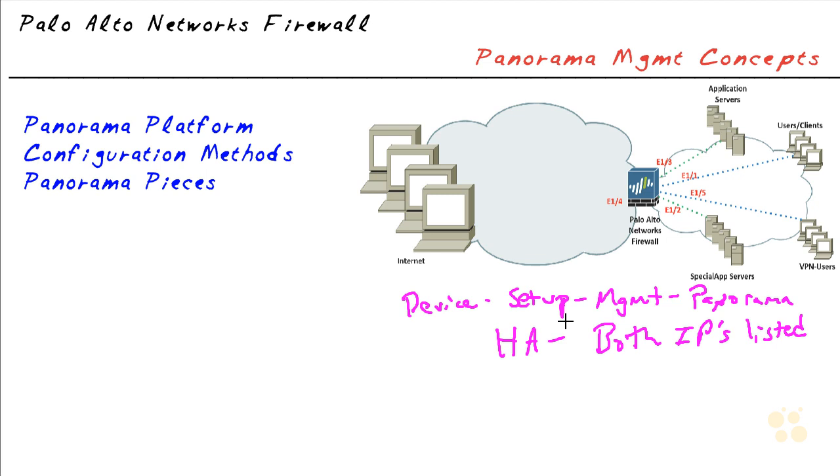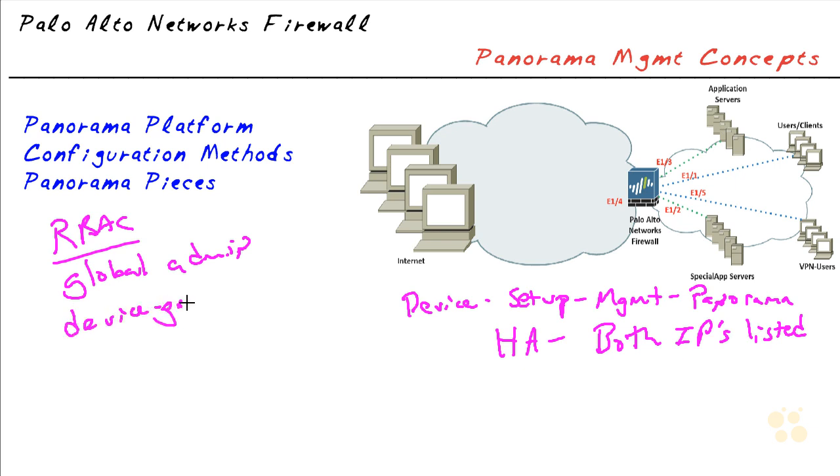Now, Panorama also offers those role-based access controls, or the RBAC. So we have different levels within our RBAC here. We have global admins. We have device group admins. I have template admins. And local admins. Each of these is allowed to set up controls that will best match your environment for what things you do or do not want to have in here.